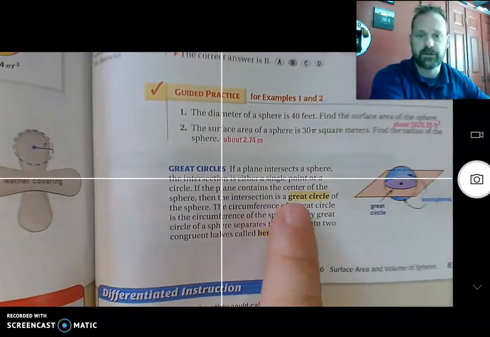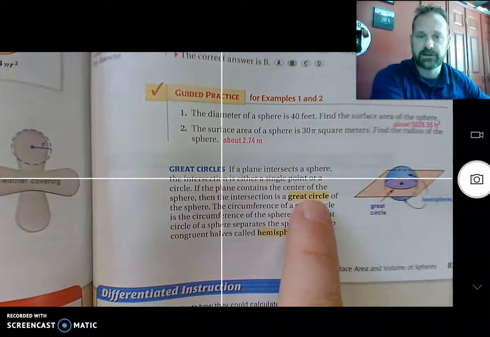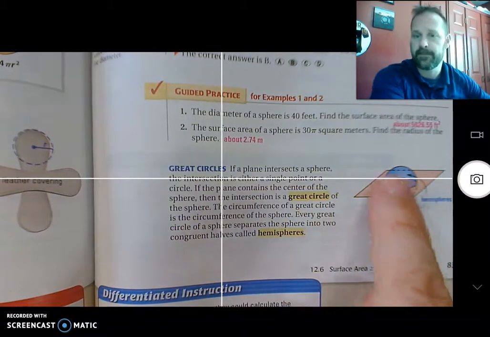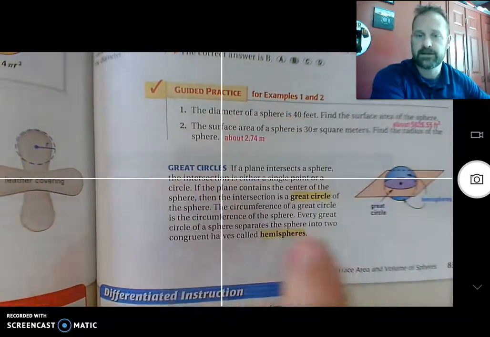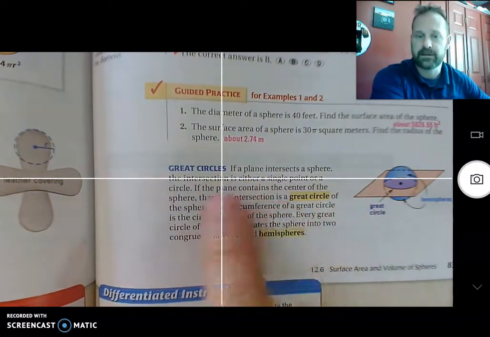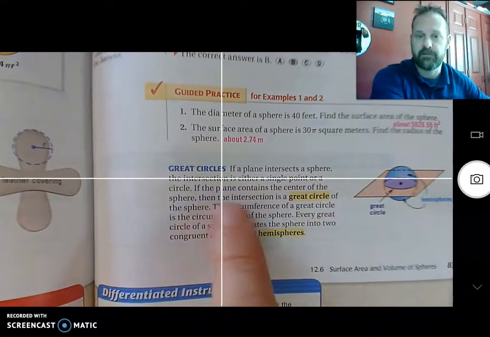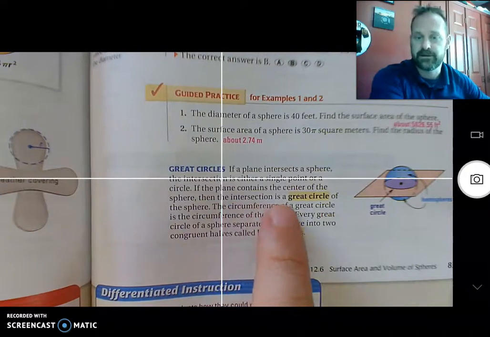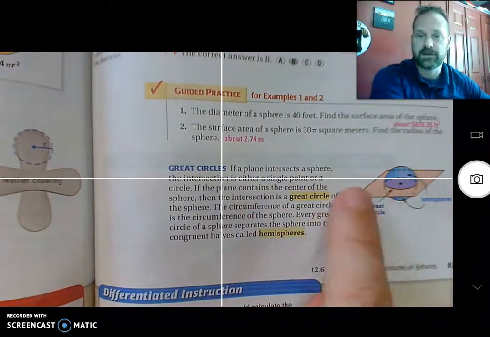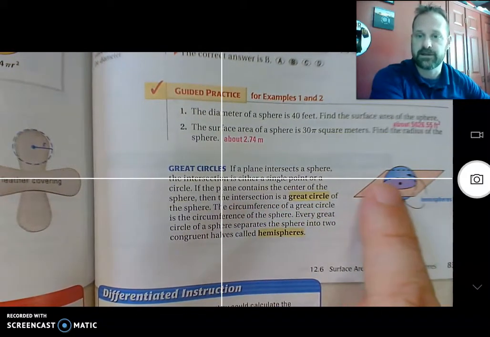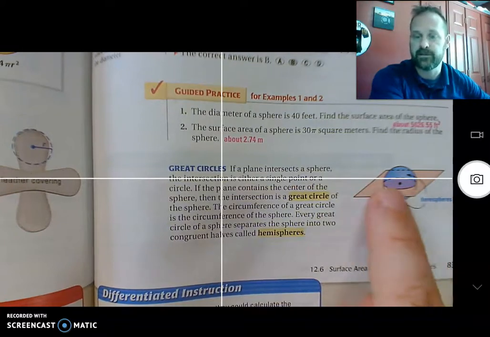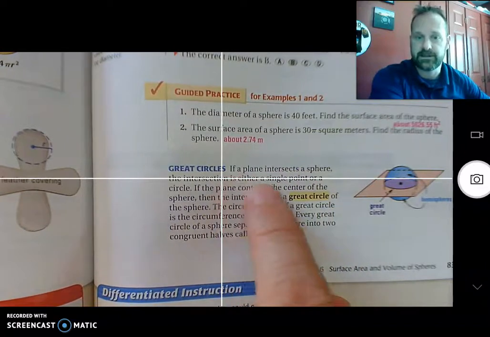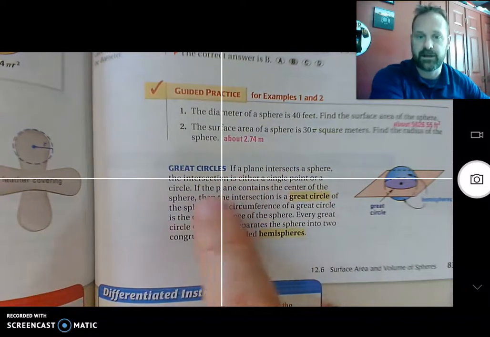A great circle. We've got a great circle going on here. If you have a sphere that's cut through by a plane, it says if a plane contains the center of the sphere, then the intersection is a great circle. So if you have a plane that cuts through the middle, where the center is, it's going to form a great circle. It says if a plane intersects a sphere, the intersection will be either a single point or a circle.